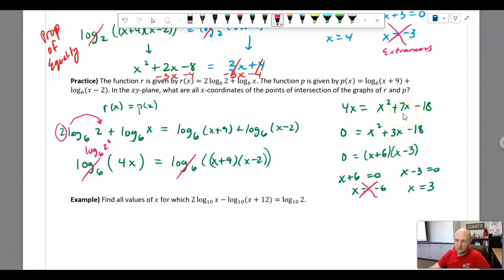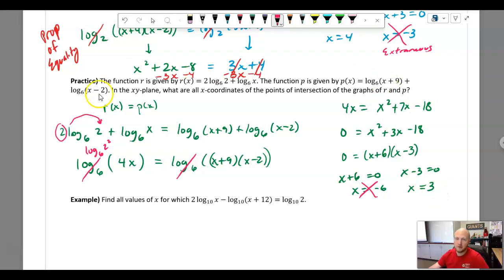Move the 4x over via subtraction, and then I can factor this to be x plus 6, x minus 3. Now the solutions will be the opposite, x equals -6 and 3. And when we plug in -6, oh, I have an argument here that's just x. So any negative value is going to be thrown out. Okay, the solution here is 3.